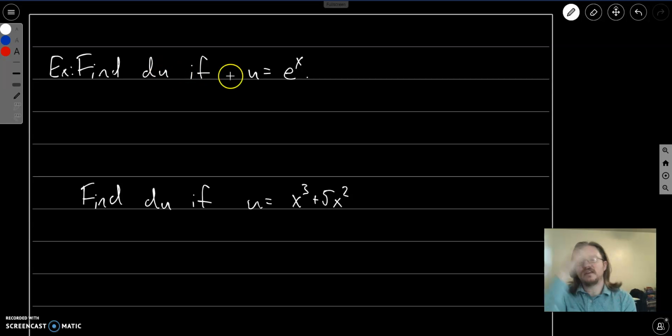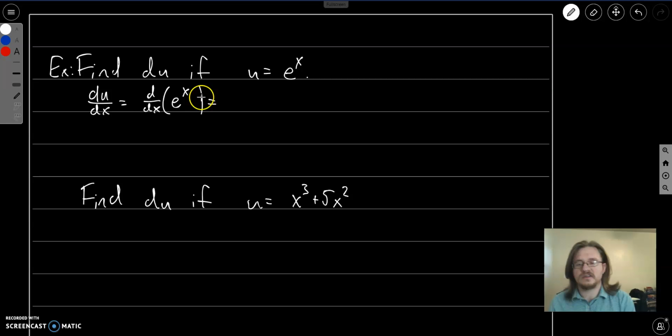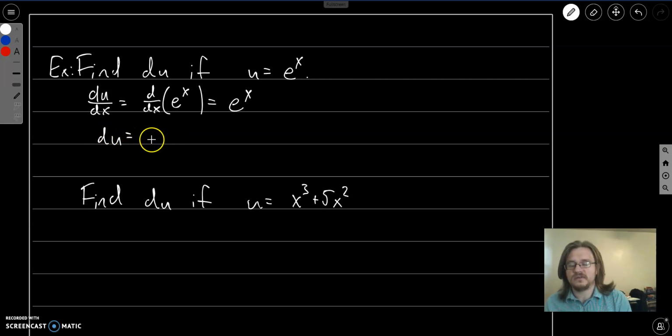Here, let's find du if u is equal to e to the x. Well, what I need to do is find the derivative of u, which means finding the derivative of e to the x. And e to the x is one of our special functions because e to the x is its own derivative. So here, the differential of u, du, is just going to be e to the x dx. And that's it.